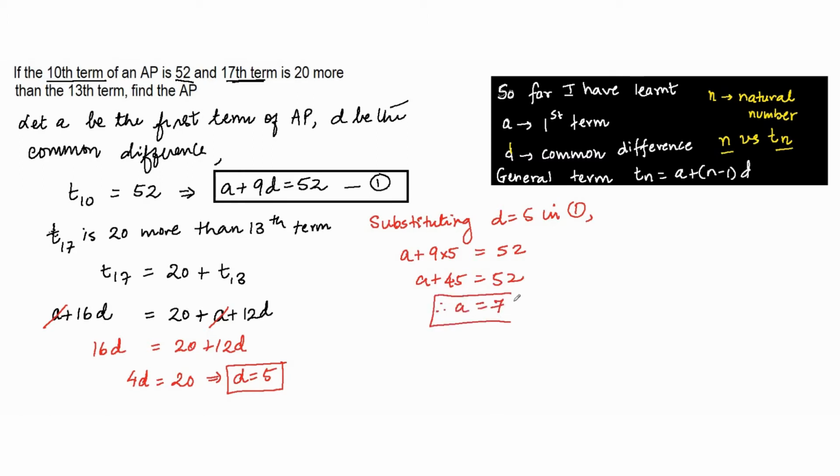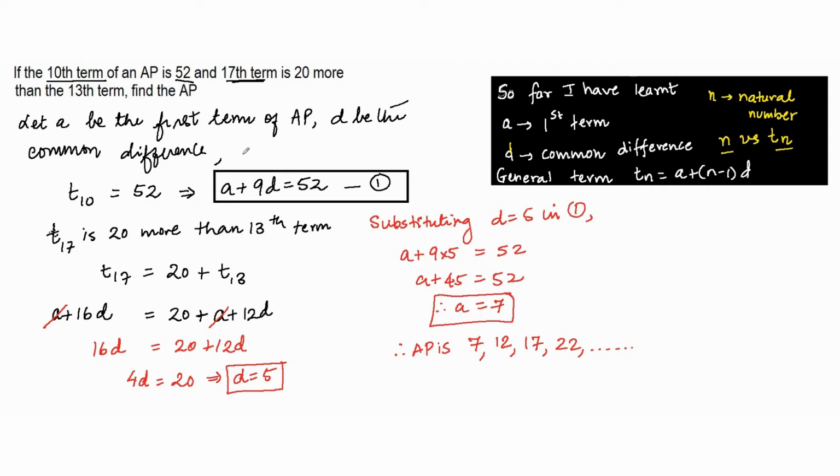So the first term of the AP is 7 and the common difference is 5, and therefore I can say that the AP is: the first term is 7, then the next term is A plus D, that's 7 plus 5 is 12. Then the next term, increment this by 5, you get 17. Then again add 5, you get 22, and so on. So the AP is 7, 12, 17, 22, and so on. These are the terms of the AP.